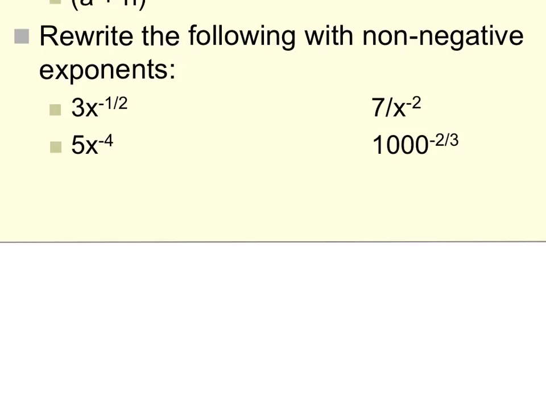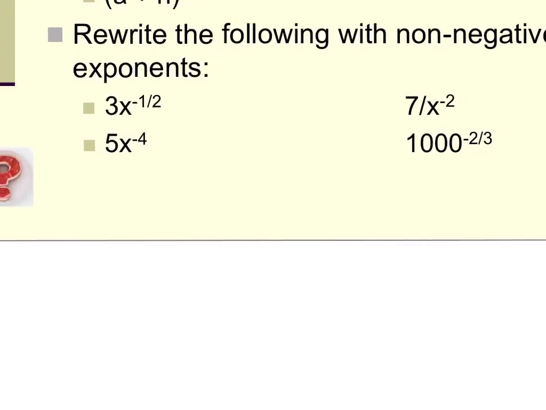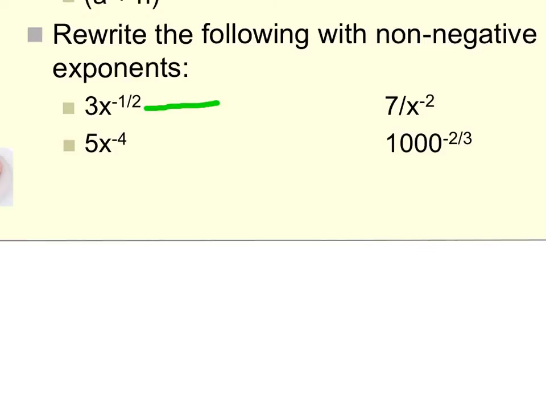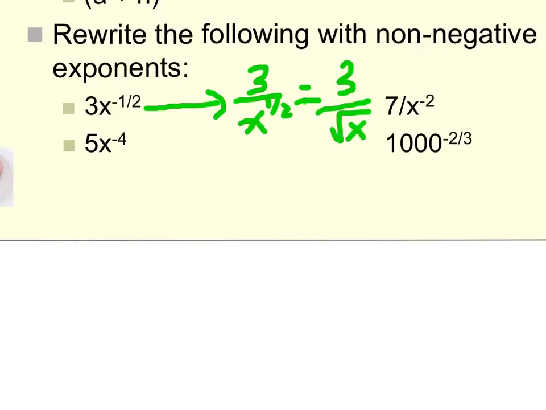Okay, here's some problems that kind of go the other way. If you notice, these are the equations that are written with negative exponents, and we're asked to rewrite them without a negative exponent. So keeping in mind that a negative exponent means a division problem, we can go the other way and rewrite this as a division problem and say this is 3 divided by x to the 1/2 power. Remember, 1/2 power is like a square root, so if we wanted to simplify this even further, we could say 3 over the square root of x.